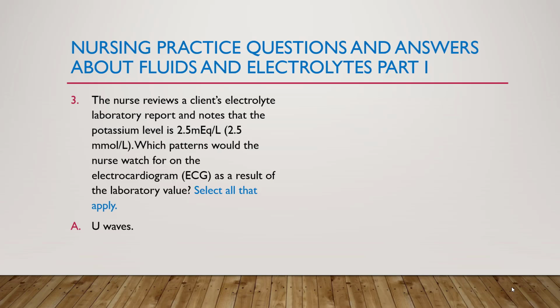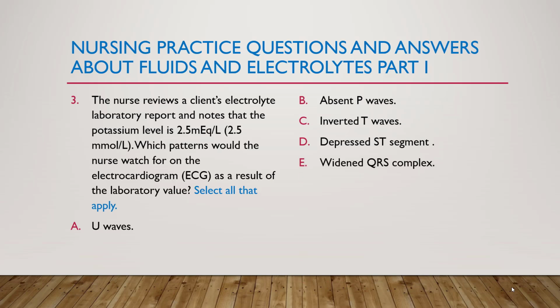Option A, U waves. Option B, absent P waves. Option C, inverted T waves. Option D, depressed ST segment. Option E, widened QRS complex. So the correct answer for this question is options A, U waves, option C, inverted T waves, and option D, depressed ST segment. Now let's move to the rationale.